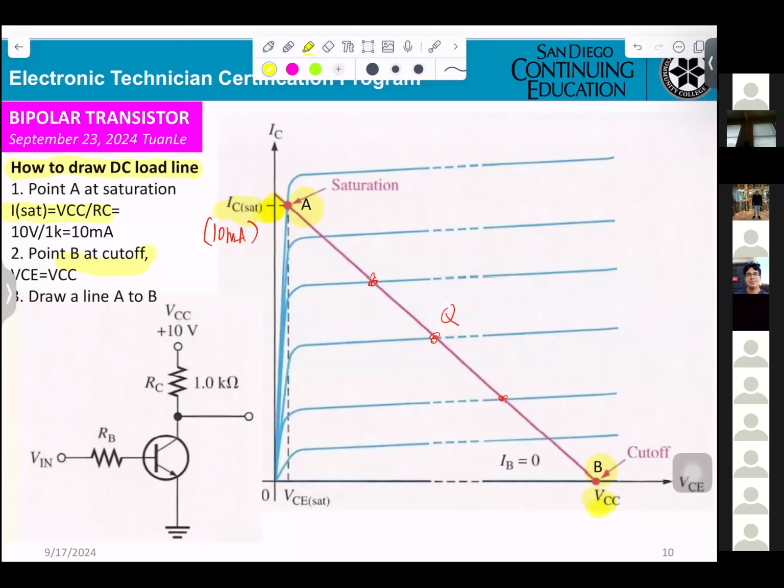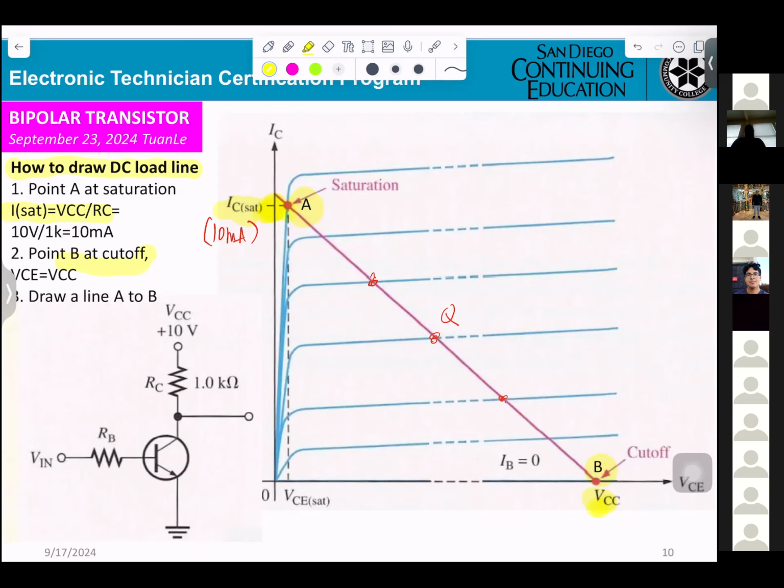Again, to draw the line, you need two points. So we have to identify what is point A and what is point B. In here, they already tell you point A is at saturation, and I saturate equals VCC divided by RC. We already calculated before, and it can be 10 milliamps. So you get 10 milliamps, cut the curve right here.